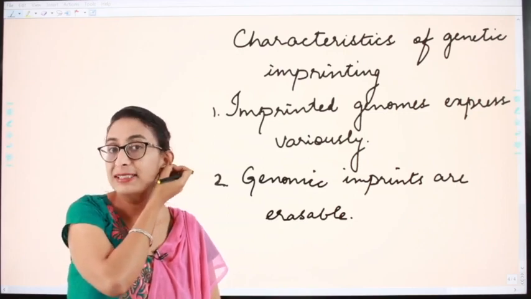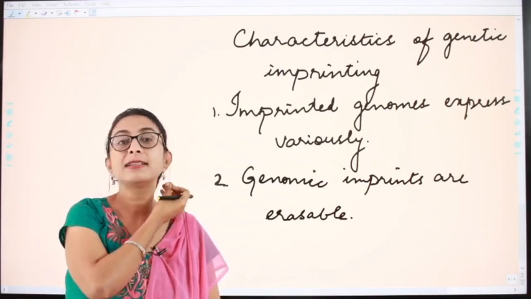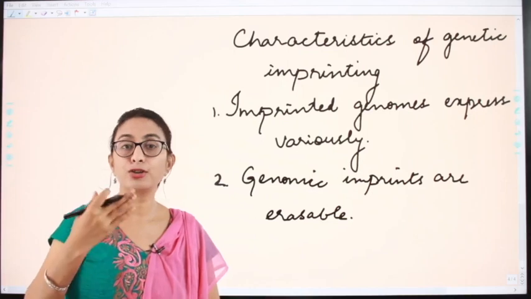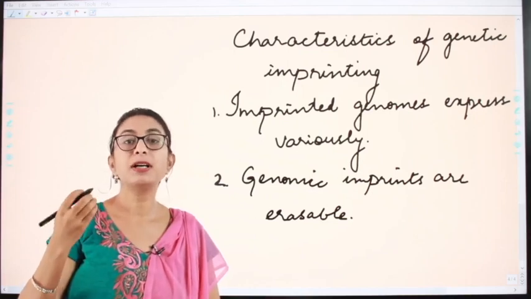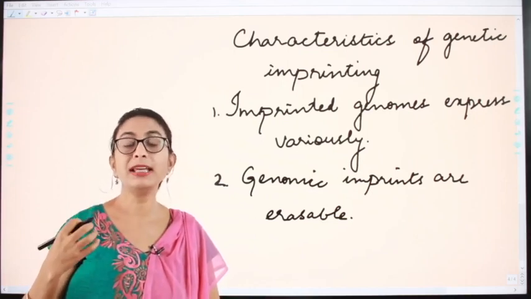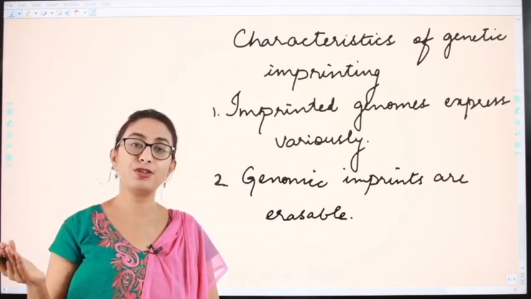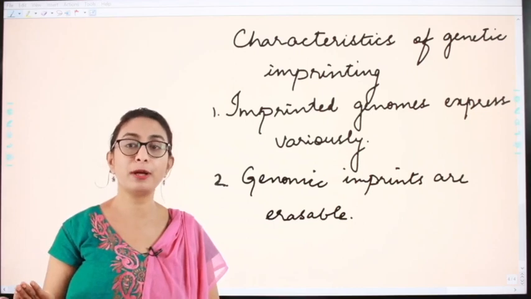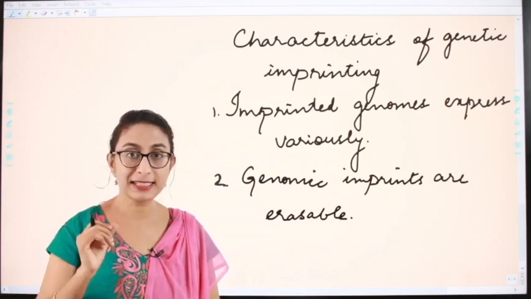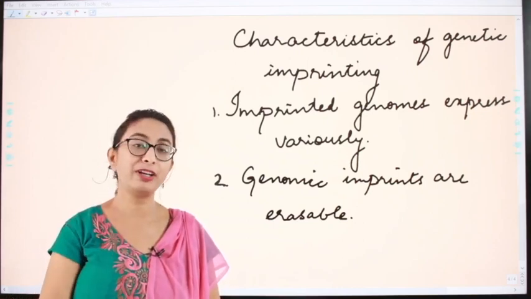So it persists only for one generation, and when the child, whether your son or daughter, forms sperms or the ovum in their body, those imprints will not be carried forward from them to their children. That time new imprints will be formed. So genetic imprints are erasable, and these are not permanent modifications of the gene.